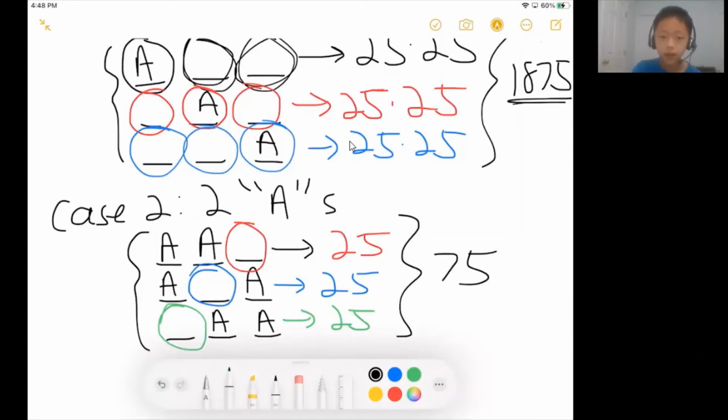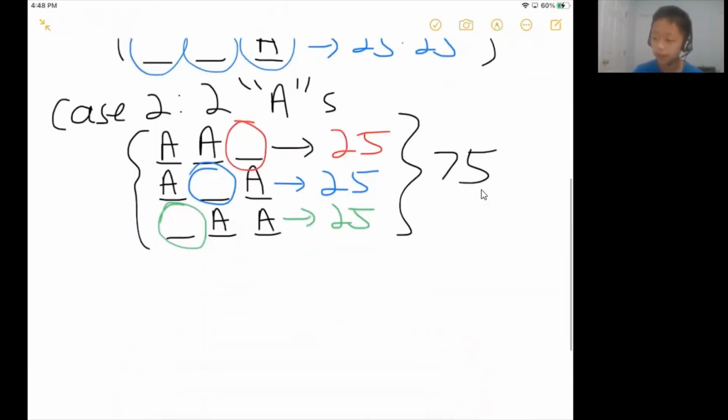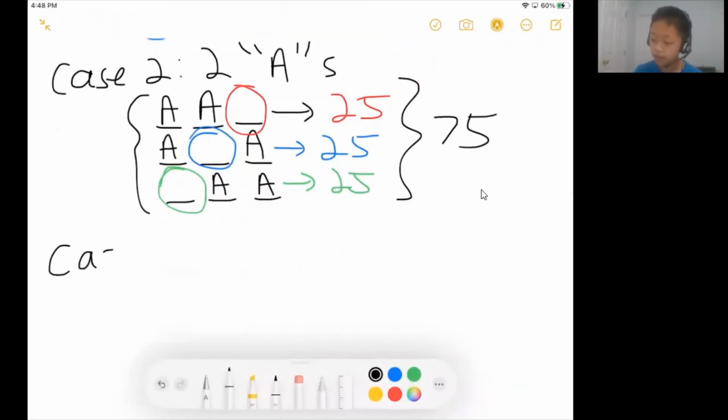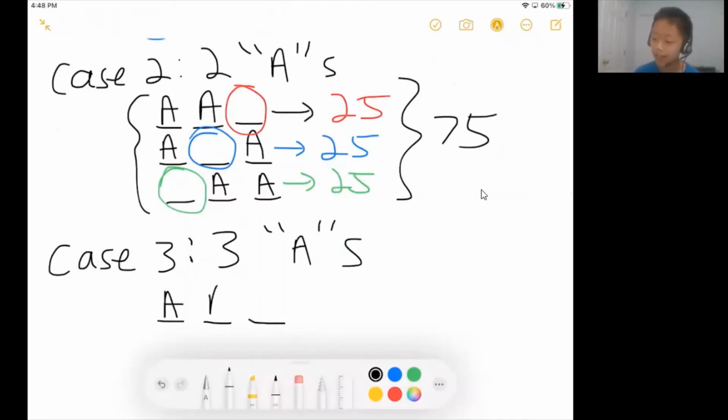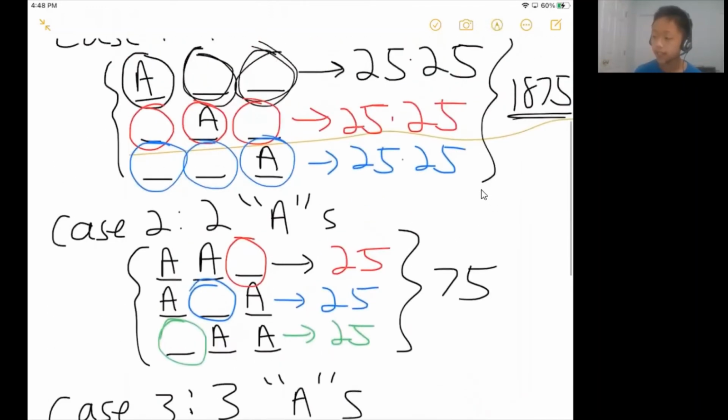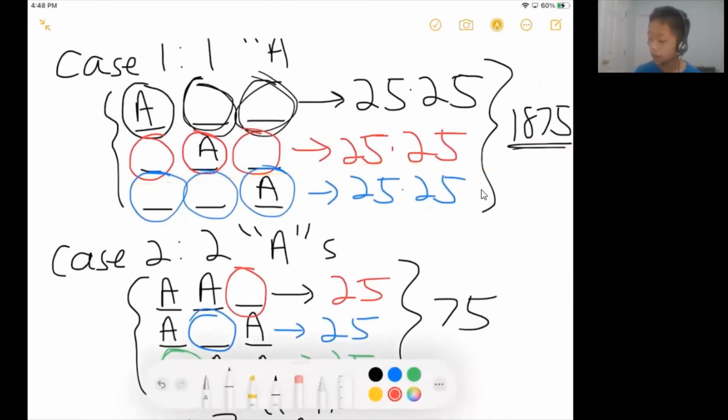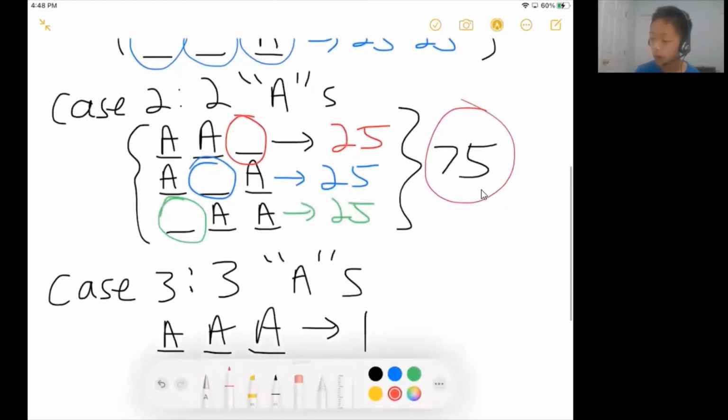And then we have one more case to consider, which is when all 3 letters are going to be A. So case 3 is when you have 3 A's. Luckily, this is probably the easiest out of all the cases, because if you want a 3-letter word and all of them are A's, then you're done. You don't have any choices. All of them have to be A's. There's exactly one possibility. So after we've counted all our cases, in the first case we got 1875, in the second case we got 75, and in the third case we got 1.